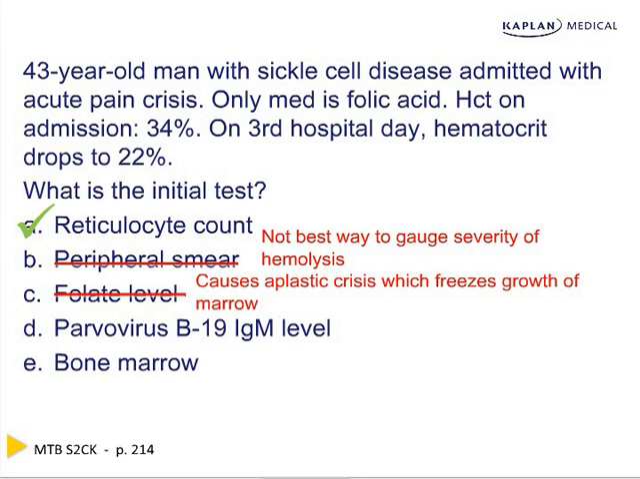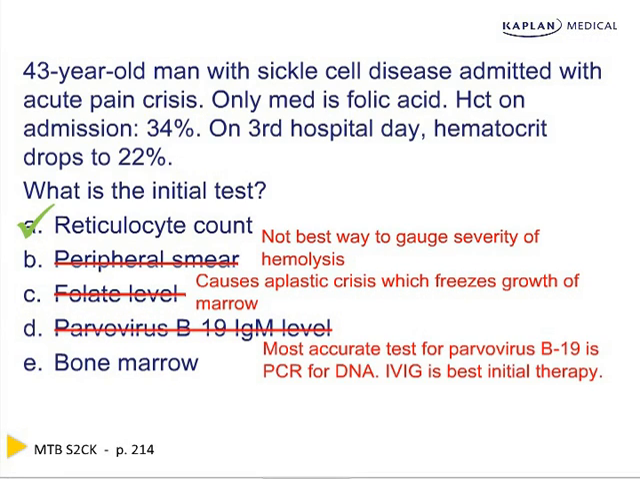The reticulocyte count. People with sickle cell disease should have 10 to 20% reticulocytes, and now it goes down to 1 or 2%. Now, the reticulocyte count should be done first, not the IgM level, because the IgM level takes time. Now, overall, the most accurate test for parvovirus is the PCR for DNA. But you're not going to do that first. The PCR for DNA is the most accurate because it detects the actual organism. If the question should ask you the therapy, intravenous immunoglobulins is the best initial therapy.